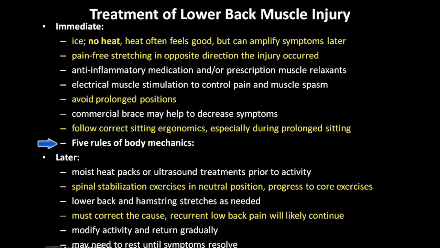Follow the 5 rules of body mechanics. They're outlined in detail in your module. After acute symptoms resolve, spinal stabilization exercises in a neutral spine position should be performed on a regular basis. If the cause of the injury is not corrected, recurrent low back pain will likely continue.